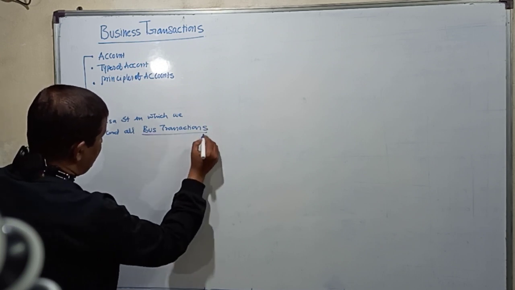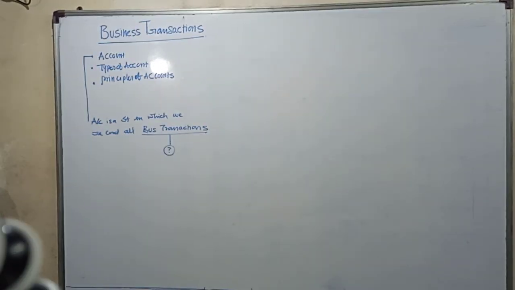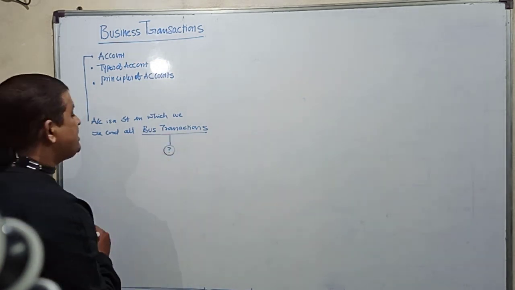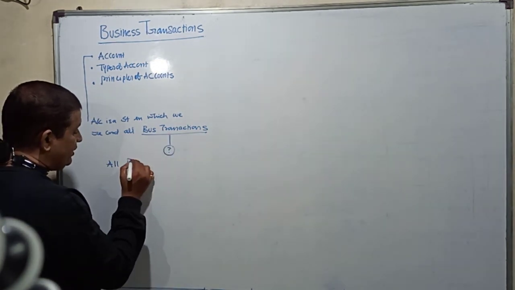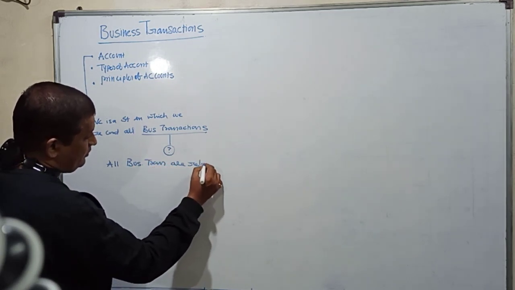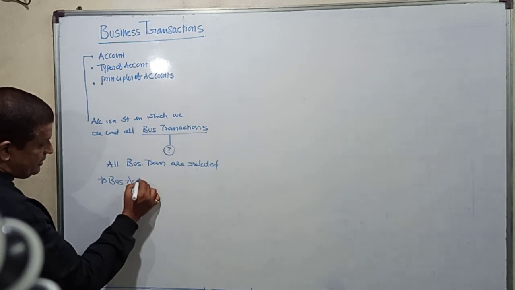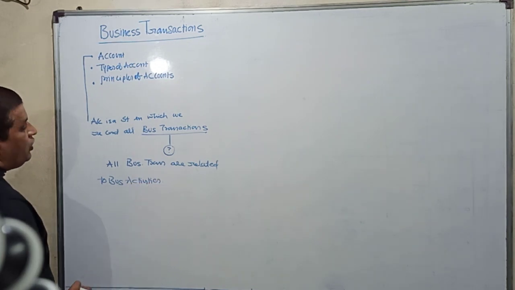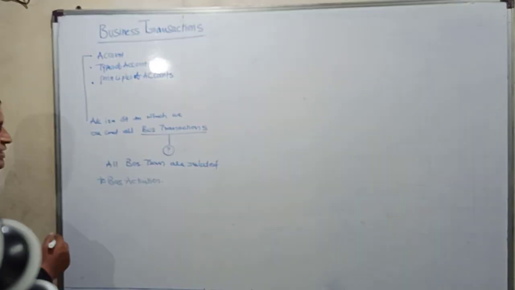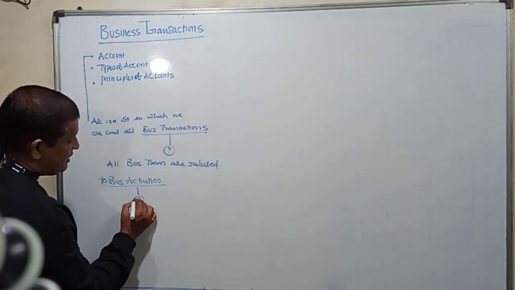Now the question comes: what is a business transaction? We said accounts is a statement in which we record all the business transactions. So what is a business transaction? All business transactions are related to business activities. Now the question comes, what do you mean by business activities?